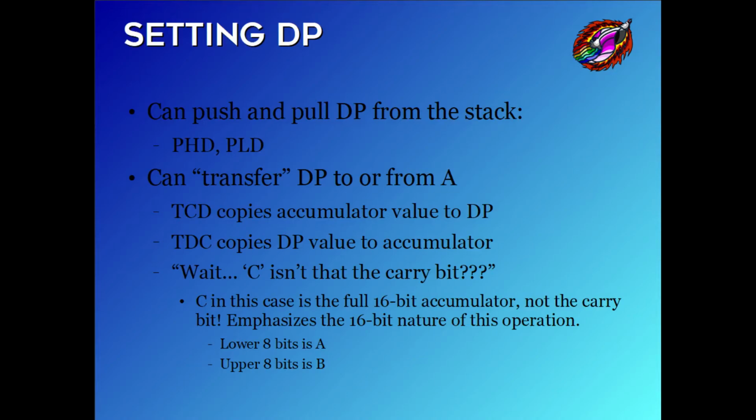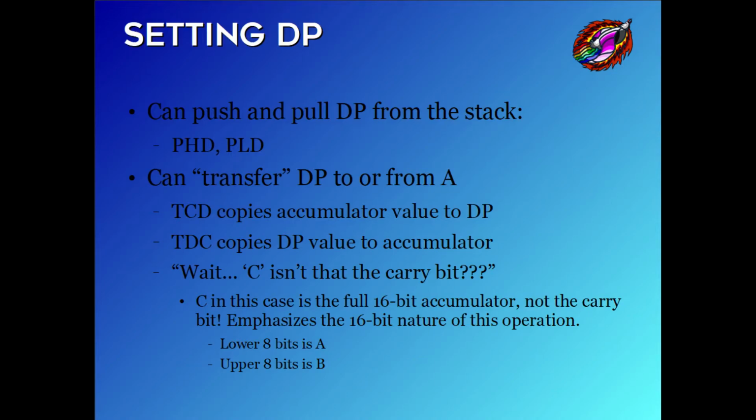Now, you can push and pull D, that's very handy, but it's kind of slow as a means of setting the register, because I think PHD and PLD are maybe like 6 cycles long or something like that. But we have a couple of instructions that let us transfer values into or out of the direct page with the accumulator. So we have TCD that copies the accumulator to the direct page register, and TDC that copies the direct page register into the accumulator.